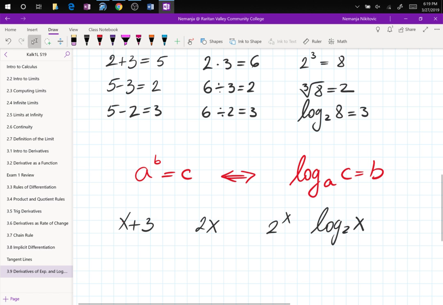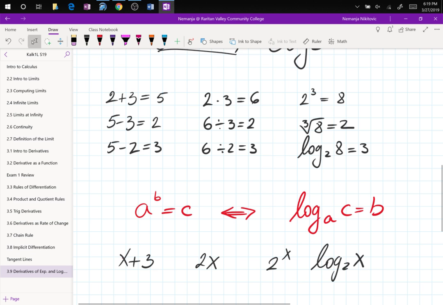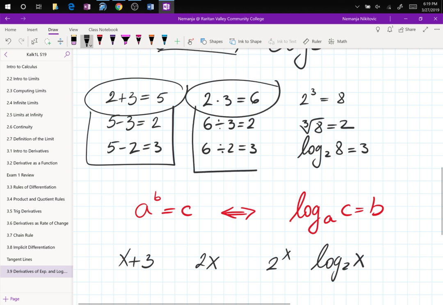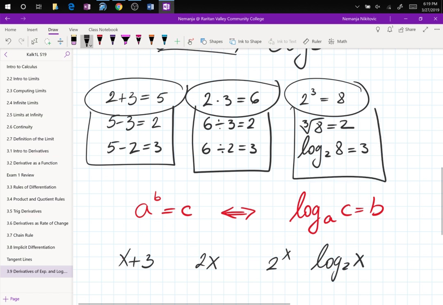So we understand the notion of calculating and then being able to undo calculation. Calculating, being able to undo calculation. What do I mean by undo? I mean the inverse, right?